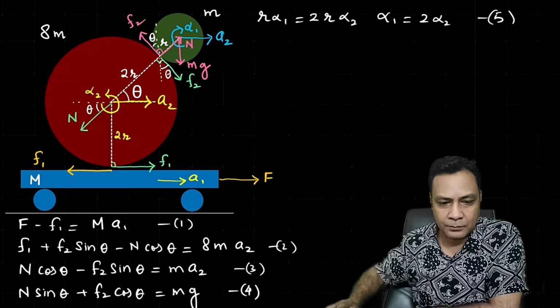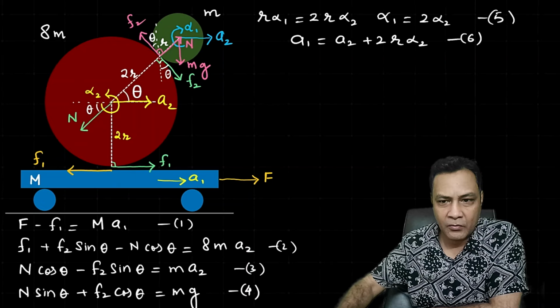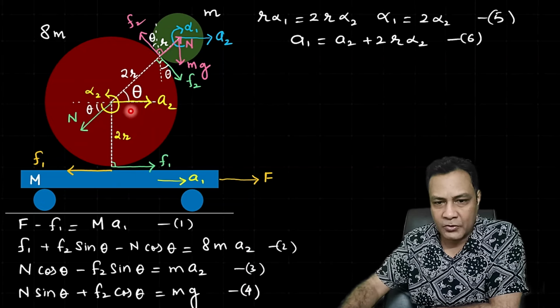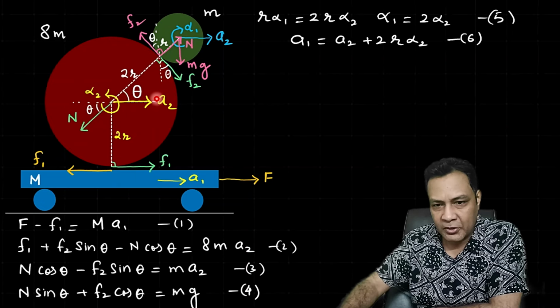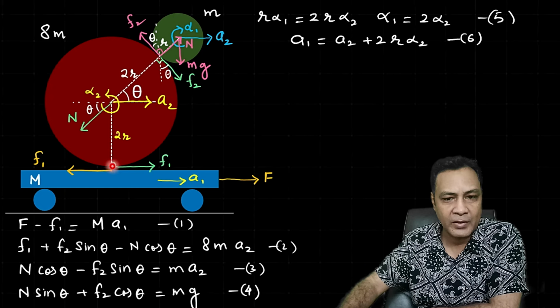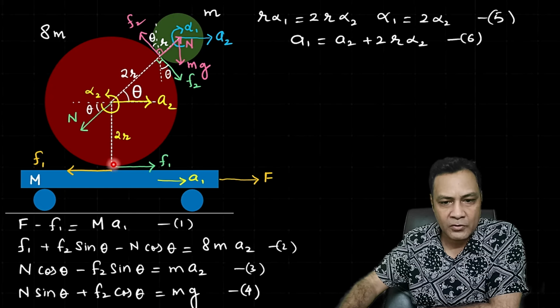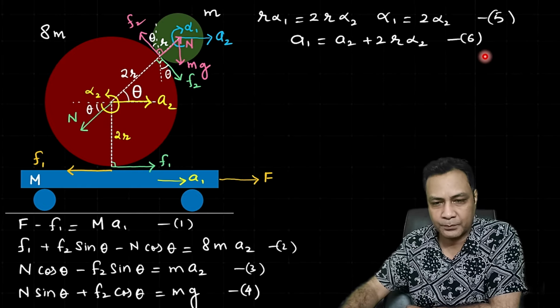And then the constraint part from here to here. You see, this has an acceleration a2, and it is rotating with angular acceleration alpha 2. So this point of the big hemisphere should have acceleration a2 plus 2r alpha 2. And because there is no slipping between this and this, this acceleration and this acceleration will be the same. So a1 is equal to a2 plus 2r alpha 2.